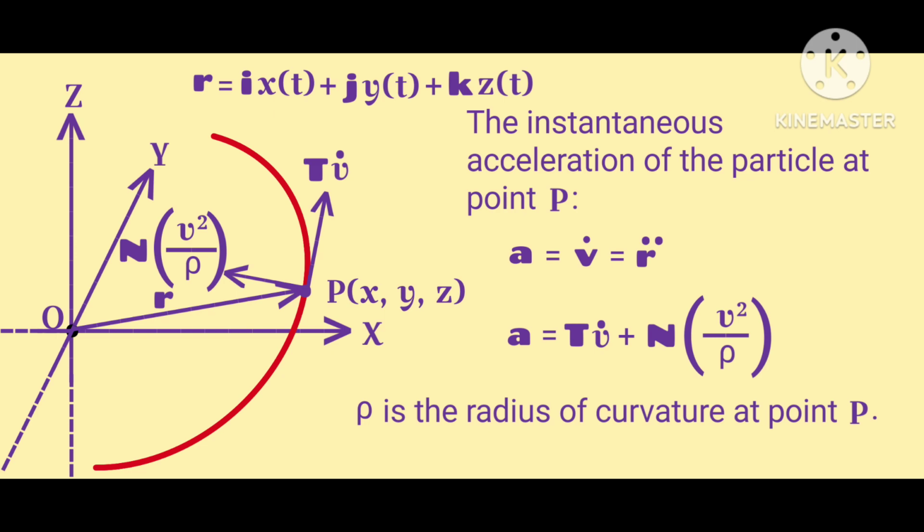As the expression suggests, the acceleration is equal to the unit tangent times the rate of change in the instantaneous speed added to the unit normal times the square of the instantaneous speed upon the radius of curvature. This is the tangential component of the instantaneous acceleration. This is the normal component of the instantaneous acceleration, and it is directed radially inward. This is the actual resultant acceleration.